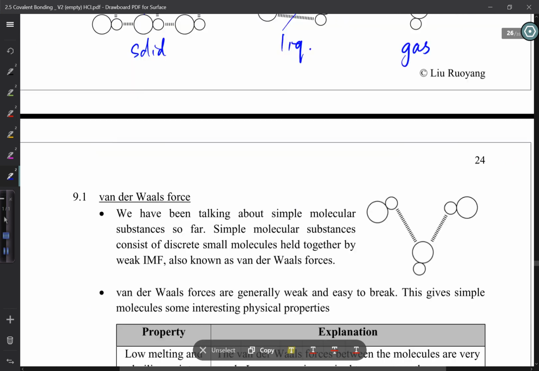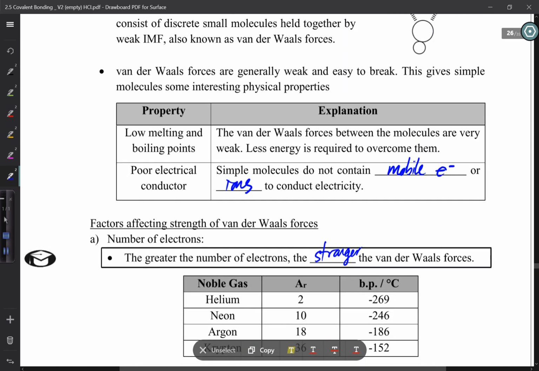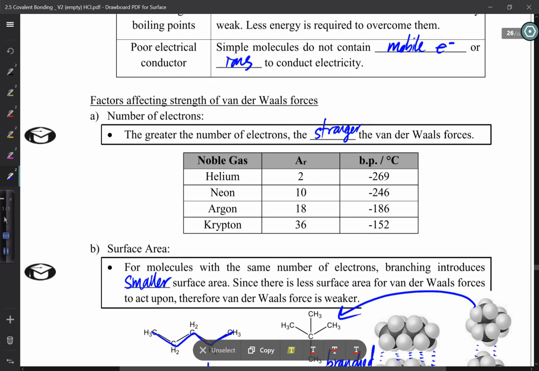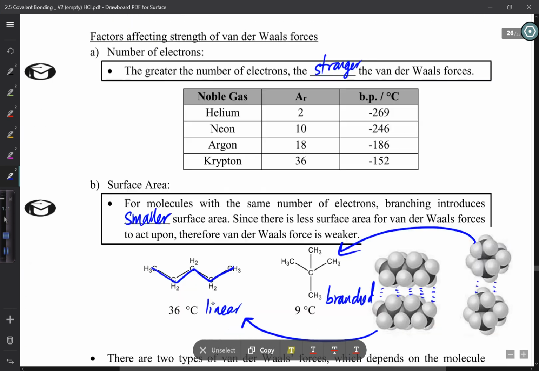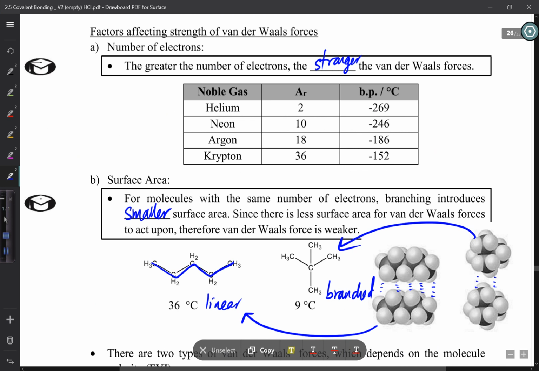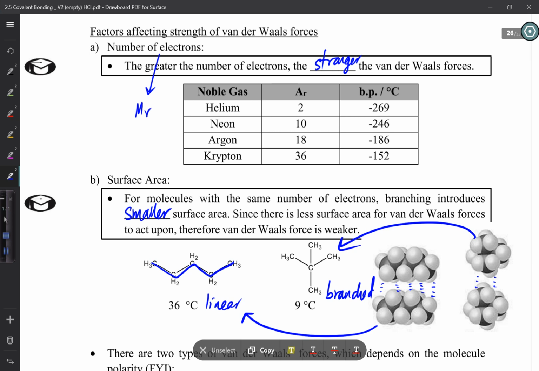I also mentioned that for van der Waals forces, the things that affect it, first is the number of electrons, second is the surface area. For the number of electrons, right, this Mr is a good indication of the number of electrons. So if I give you two particular molecules, you just have to compare the molecular mass to know which one contains a greater number of electrons.